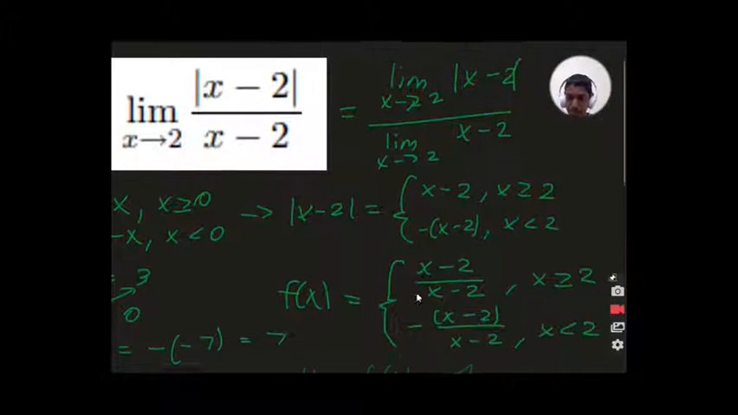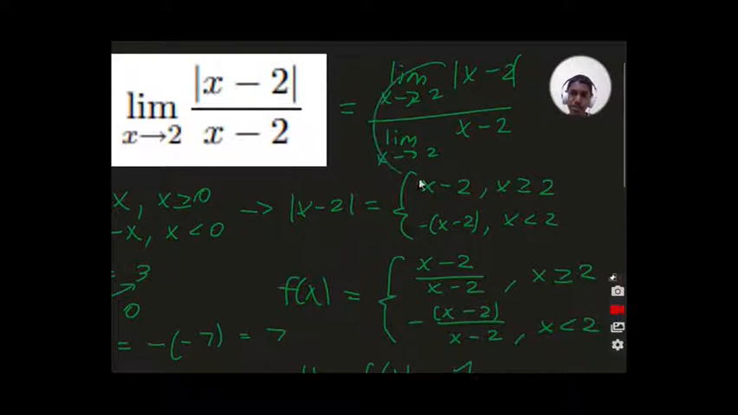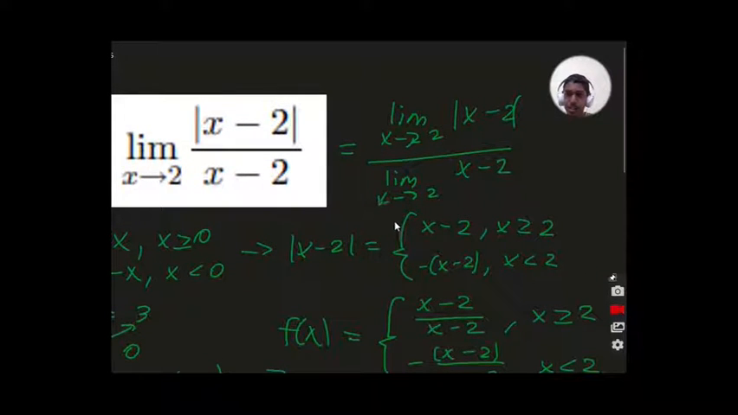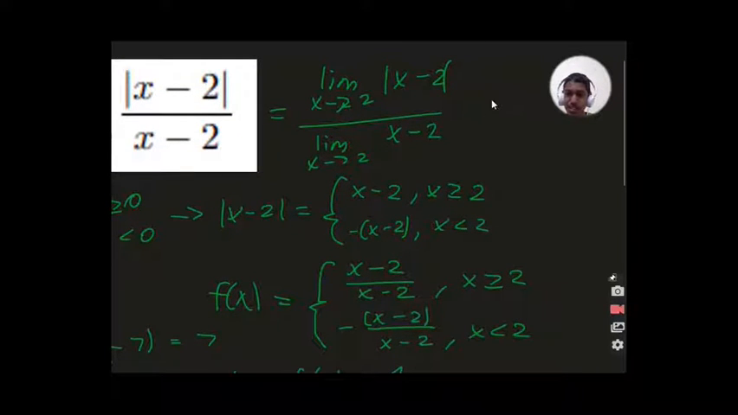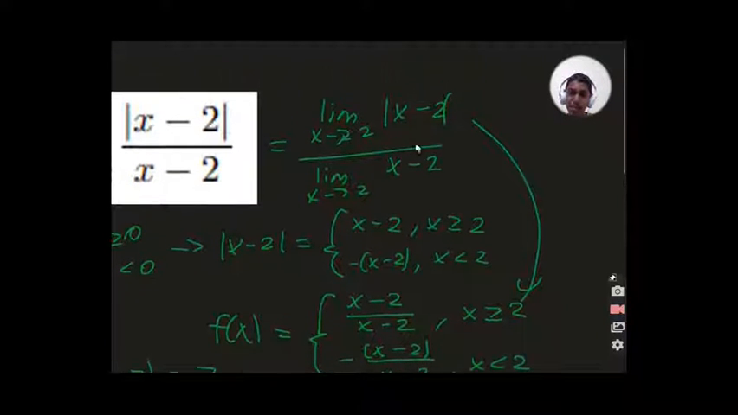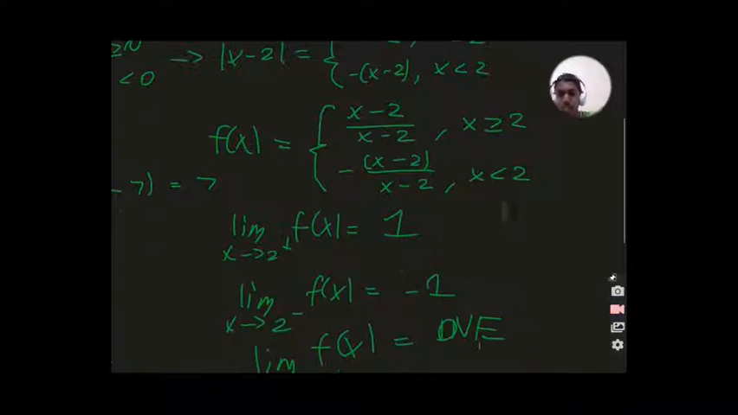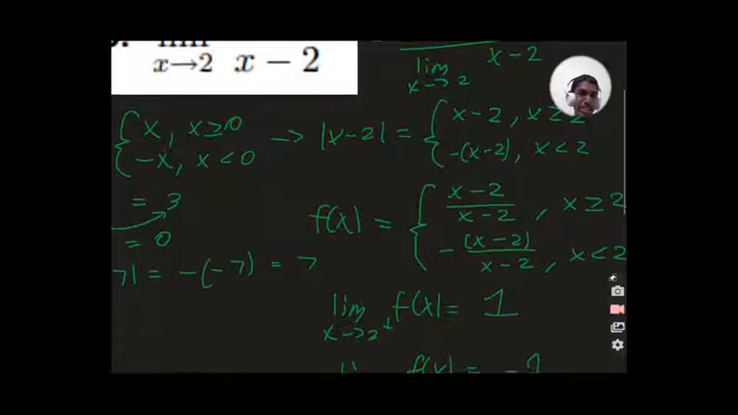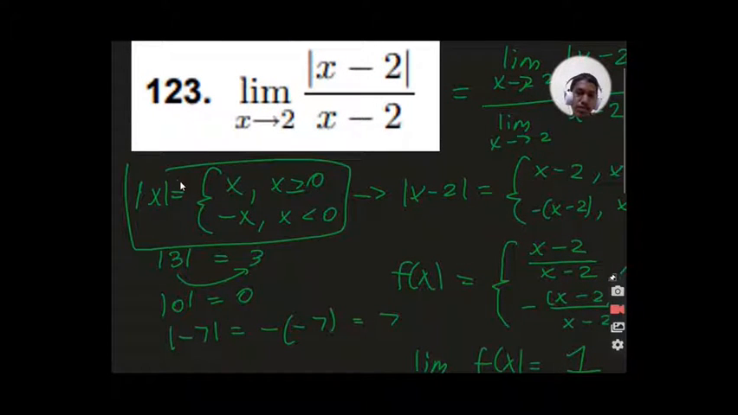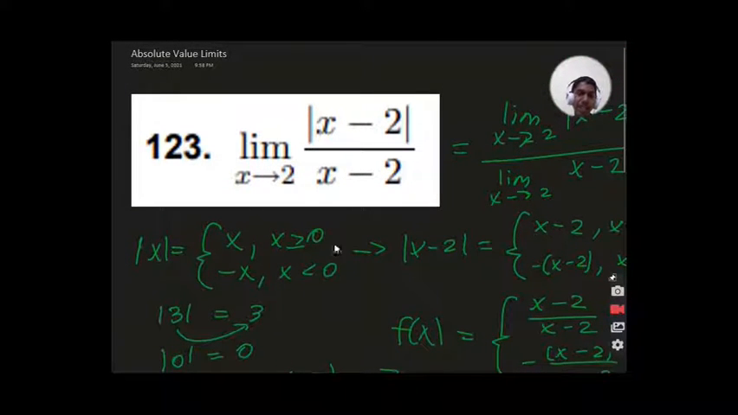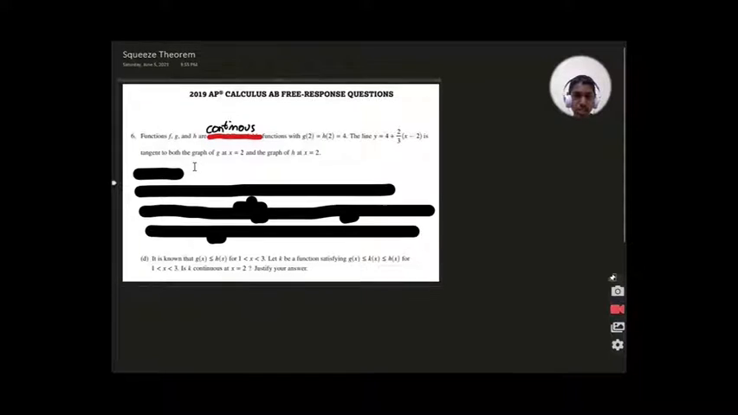So yeah, basically we rewrote f of x by using this property here. And we were able to basically combine it because we know that x minus 2 is continuous. But the moral of the story here is to use the piecewise definition of absolute value of x to help you out when you evaluate your limit. Okay, so next question here.